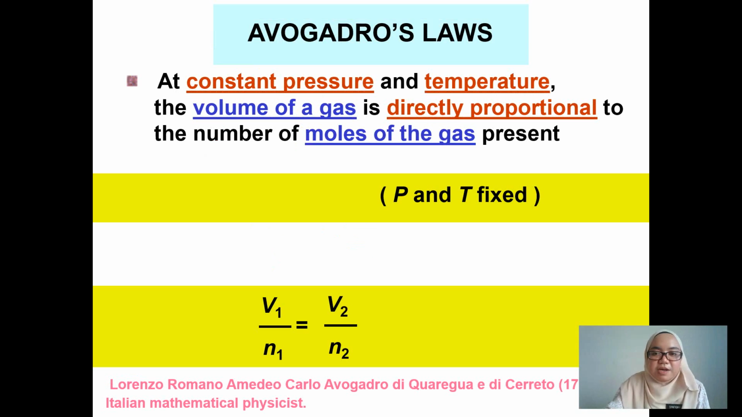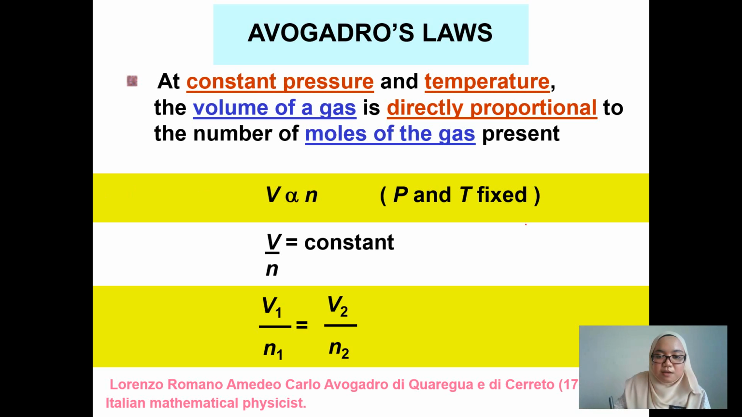Alright. So now we're going to the third law, which is Avogadro's law. Avogadro's law says that at constant pressure and temperature, the volume of gas is directly proportional to the number of moles of the gas present. So V is directly proportional to n, or V over n is equal to a constant k. Same, under two different conditions, V1 over n1 is equal to V2 over n2.